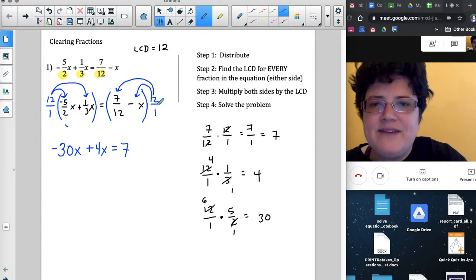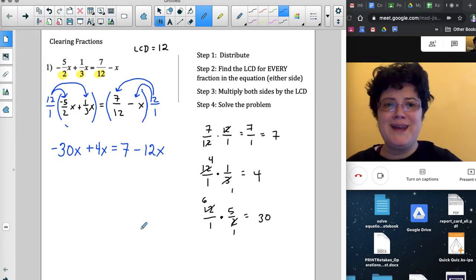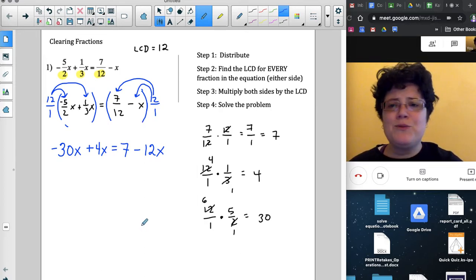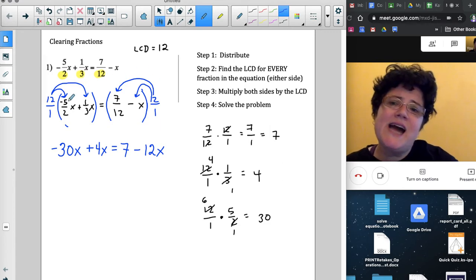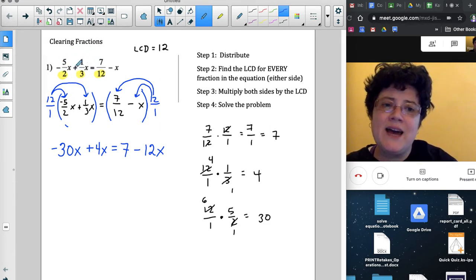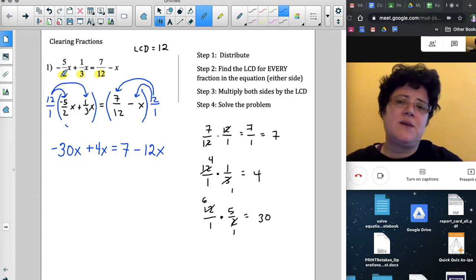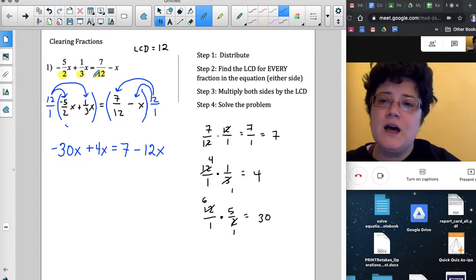And negative x times 12 is negative 12x. Well, hey, look at that. There are no more fractions. Notice that I did this even before I combined these like terms, so I didn't have to bother to find the denominator for those and combine them. It just sort of saves us a step.